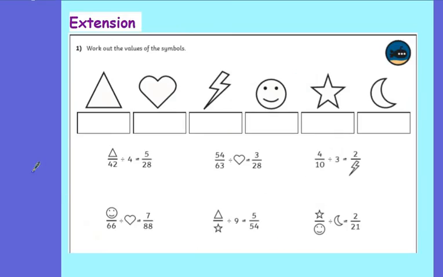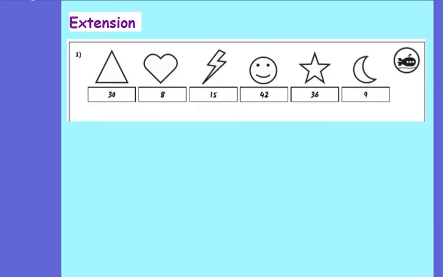If you're feeling confident, have a go at this extension question for me. Pause the video for 5 to 10 minutes. Off you go. What's the value of each of those symbols? And these are the answers I was looking for. Please check your work and see how you did.